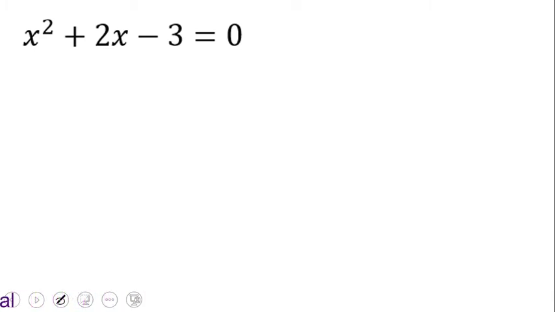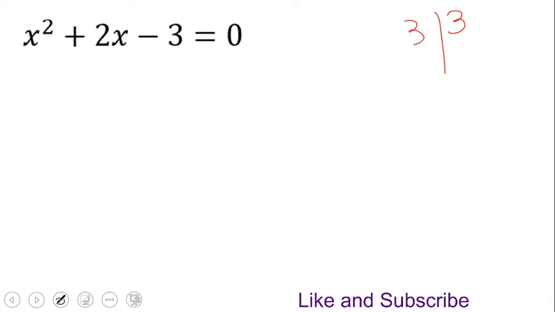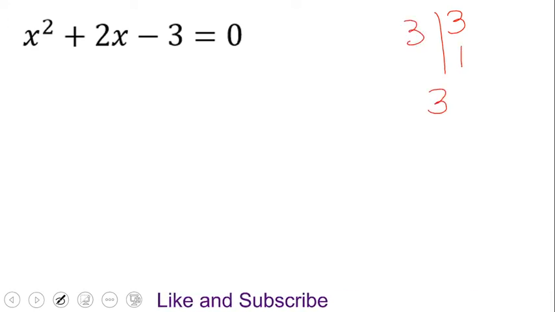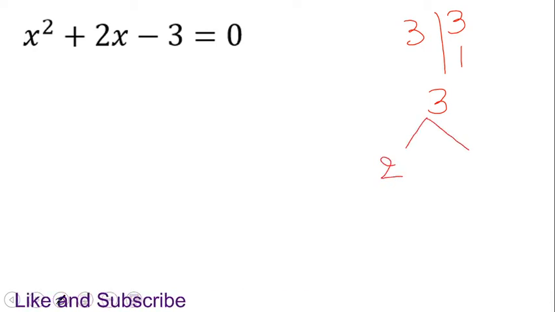This we will solve first by the factorization method. Here we will find the factors of 3. The factors of 3 are 3 and 1. Then whether we want to do addition or subtraction, I will take 3 and 1.